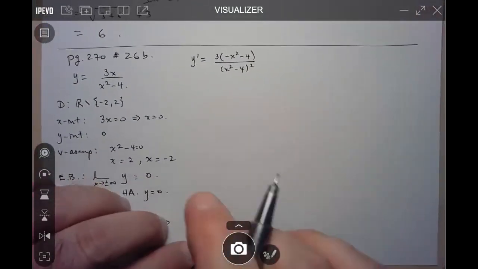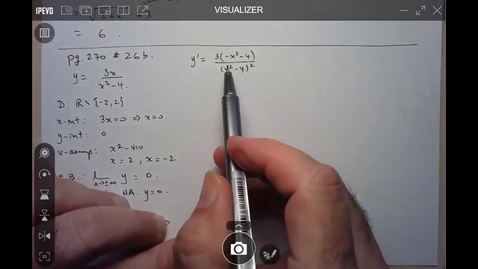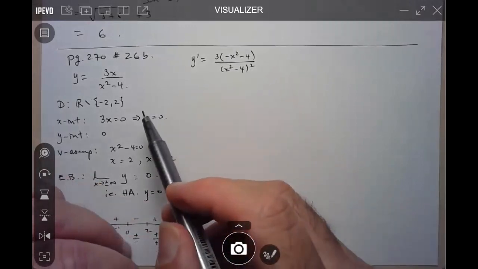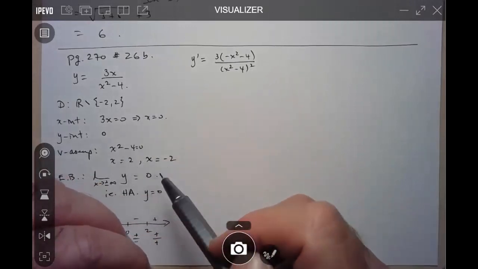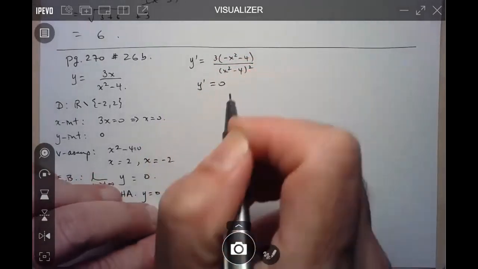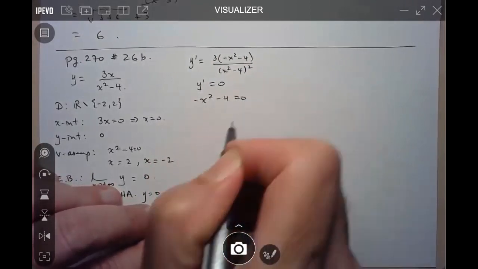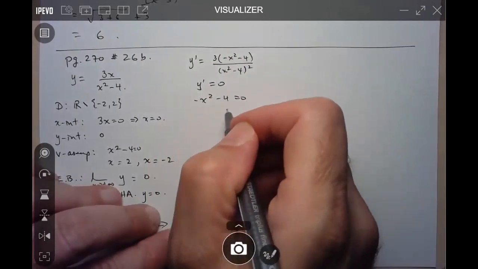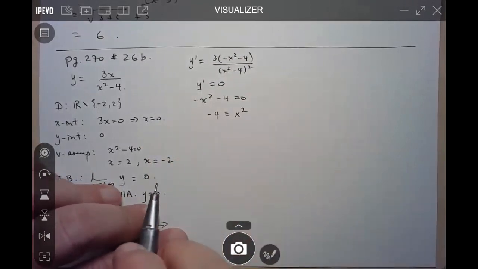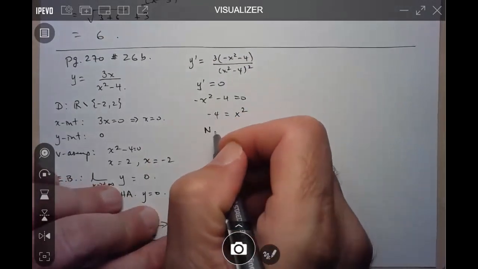So now I'm looking for my critical points. Okay, so I already know where this doesn't exist. That's going to be 2 and -2, but I know I already have vertical asymptotes there. So there won't be any extrema there. So I just need to determine when y prime is equal to 0. And that'll happen when negative x squared minus 4 is equal to 0. But here I notice if I bring this to the other side, x squared has to equal a negative number. That means there's no critical points because that's impossible.